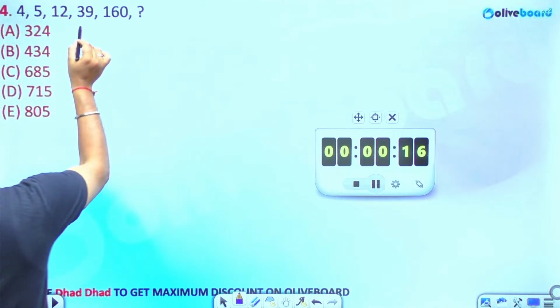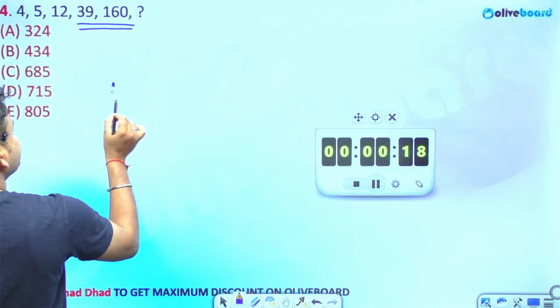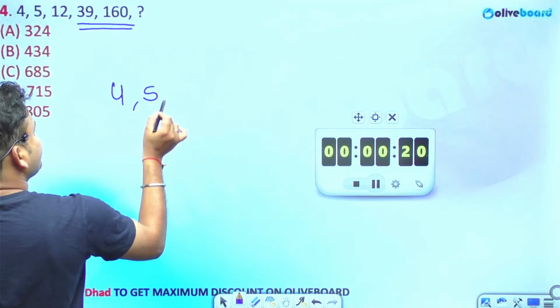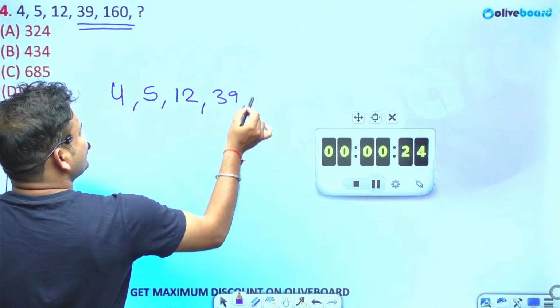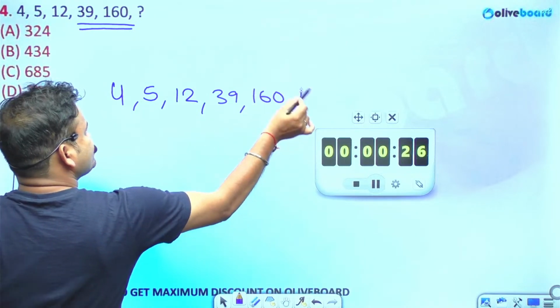It's an increment series, so this is a product series. For sure it's a product series. 4, 5, the later half is increasing, exponential, 39, 160. So if it's a product series, let's see what the product is.